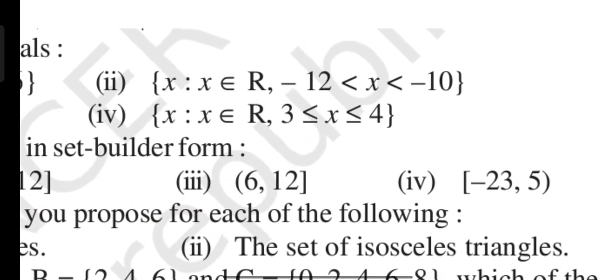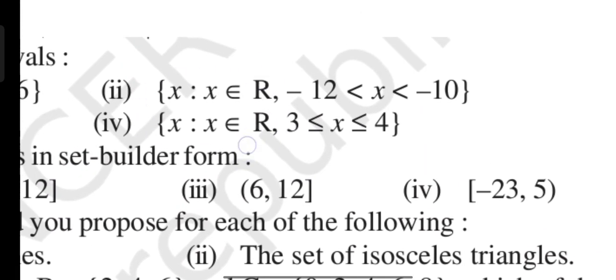Here minus 12 and minus 10 both are not included, since there exists only less than. If there is less than or equal to, or greater than or equal to, we can write them. Here it is less than only, so minus 12 and minus 10 are not included, so we will write both open brackets. Then comes the next one, 3 and 4 both are included, so we will write square brackets. Then comes the next one, all the intervals in set builder form.